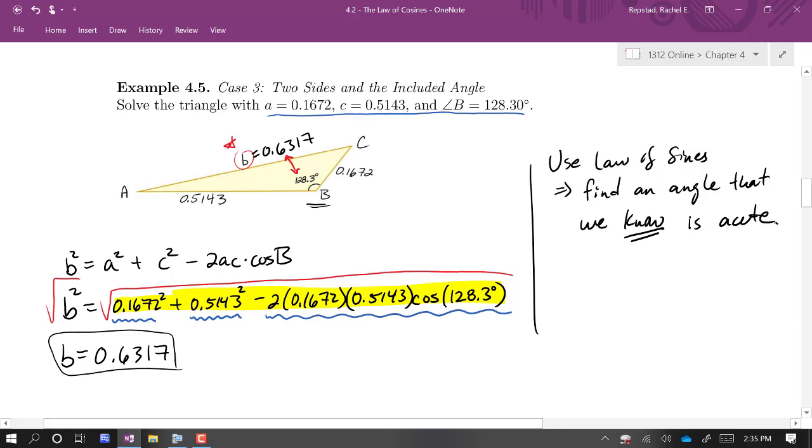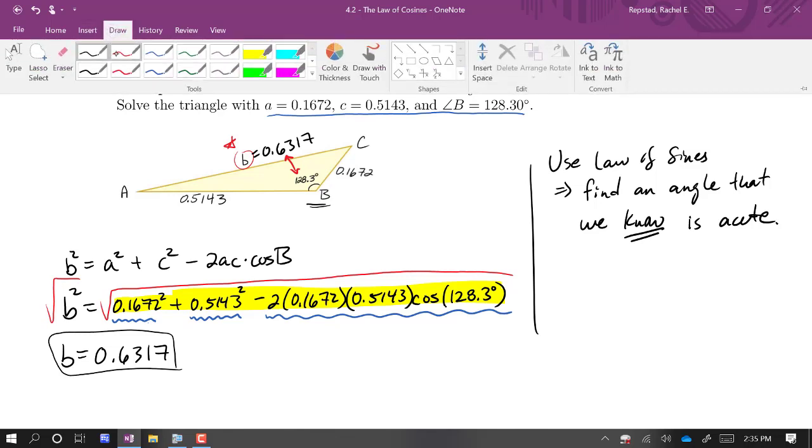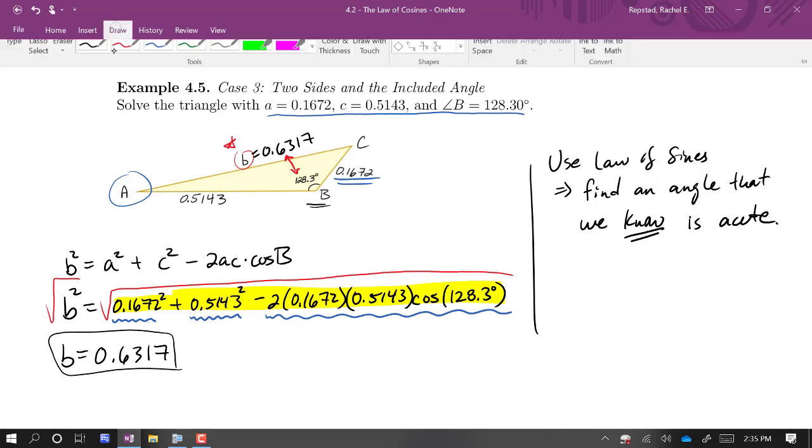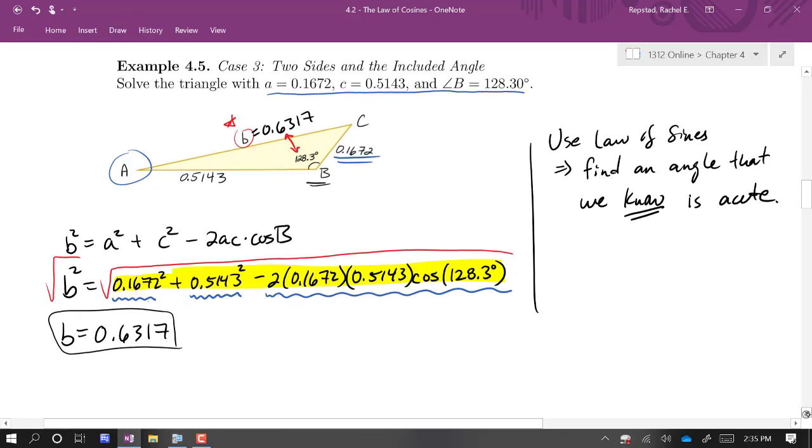Now, in this case, either A or C will do, right? Because angle B is obtuse, and a triangle cannot have more than one obtuse angle. So I'm guaranteed that angles A and C are both acute. But if I wasn't entirely sure, I would just pick the angle I know is smallest. In this case, that's angle A, because it is opposite the shortest side. So I'm going to use law of sines to find angle A.